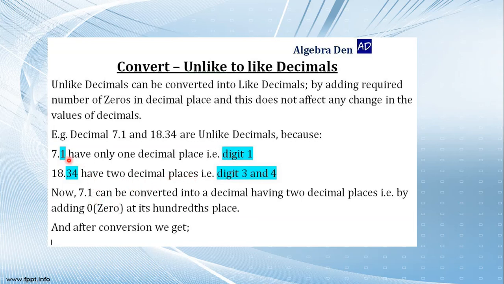So what will you do? Now 7.1 can be converted into a decimal having 2 decimal places by adding 1 more 0. How will you add it? See, I'll show you. 7.1 and 18.34. Here we already have 2 decimal places, but here I have only 1. So here I will add 1 more 0. Clear? So 7.1 can be converted into a decimal having 2 decimal places by adding 0 at the hundredth place. So it will become 7.10 and 18.34. This way they are converted into like decimals.